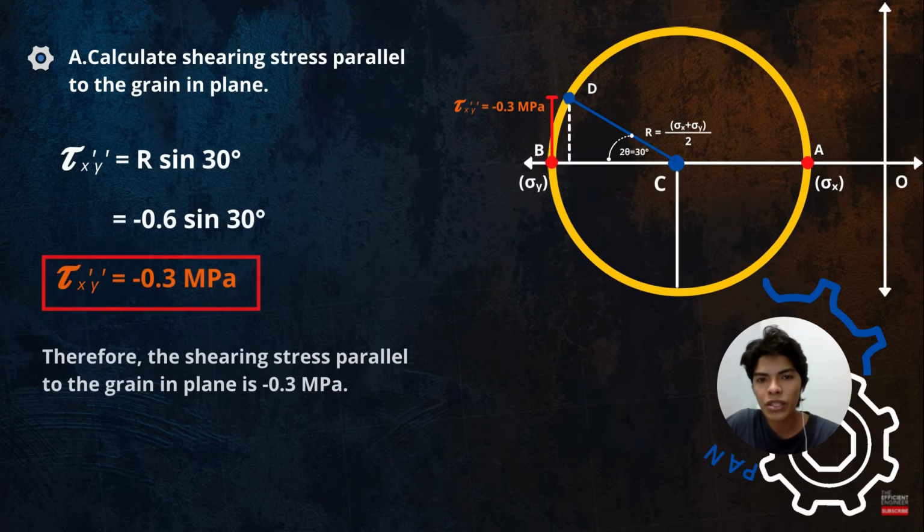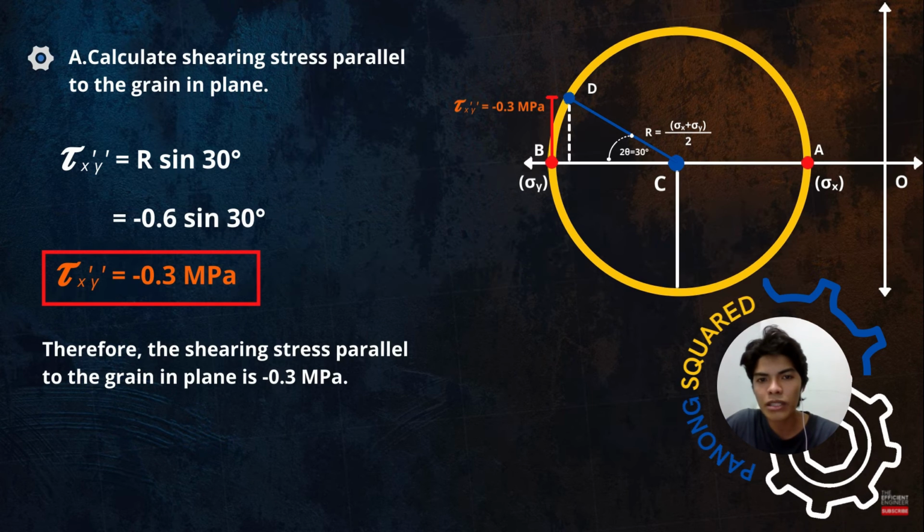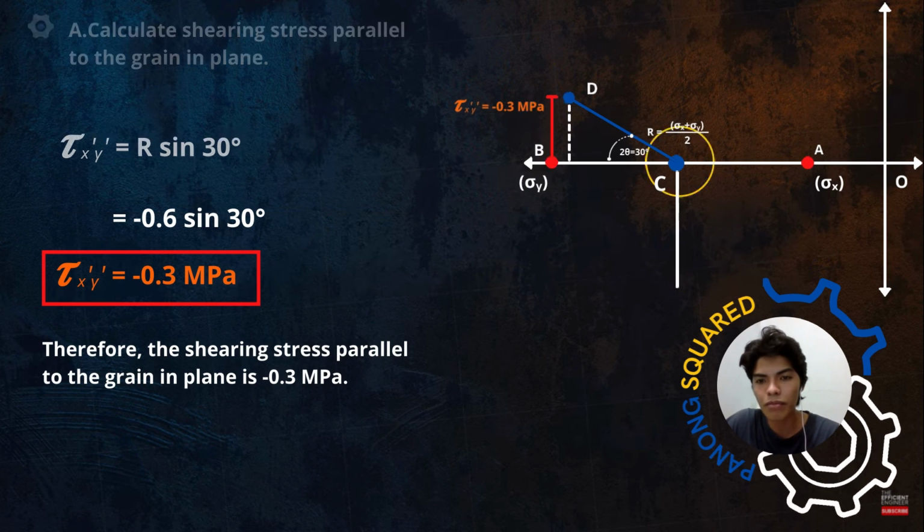From our problem, we need to calculate the shearing stress parallel to the grain in plane. For our shearing stress, tau x prime y prime is equal to R sine 30. So our radius is negative 0.6. Therefore, the shearing stress parallel to the grain in plane is equal to negative 0.3 megapascal.